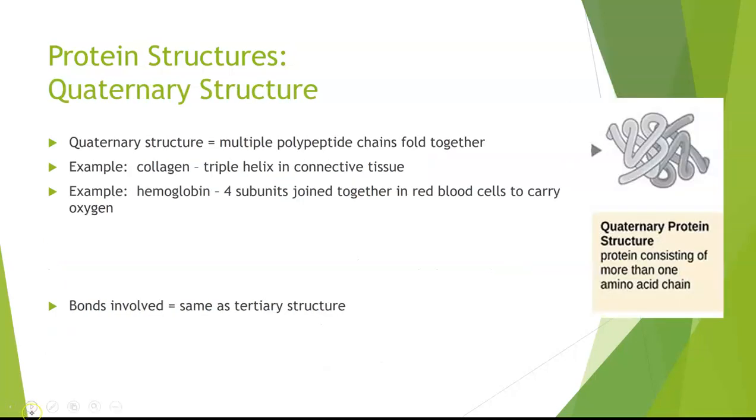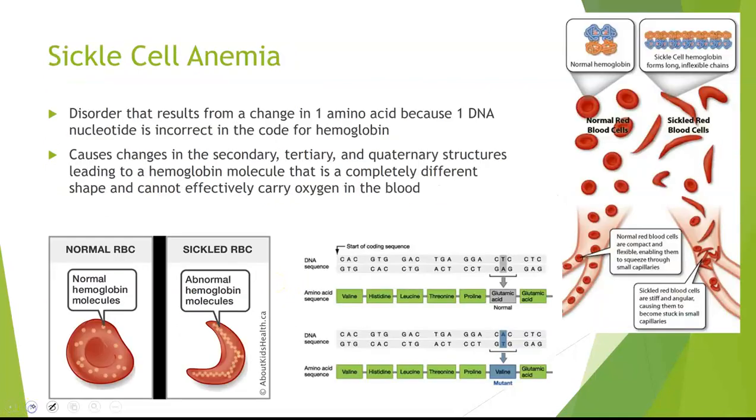And then the last one is the quaternary structure. This is where you have multiple polypeptide chains that all fold together. An example is collagen. Collagen is a triple helix, so it's made of 3 individual polypeptides that are connected together. Hemoglobin is also an example where you have 4 subunits that are joined together and they carry oxygen in the blood. The bonds involved are the same as the tertiary structure.